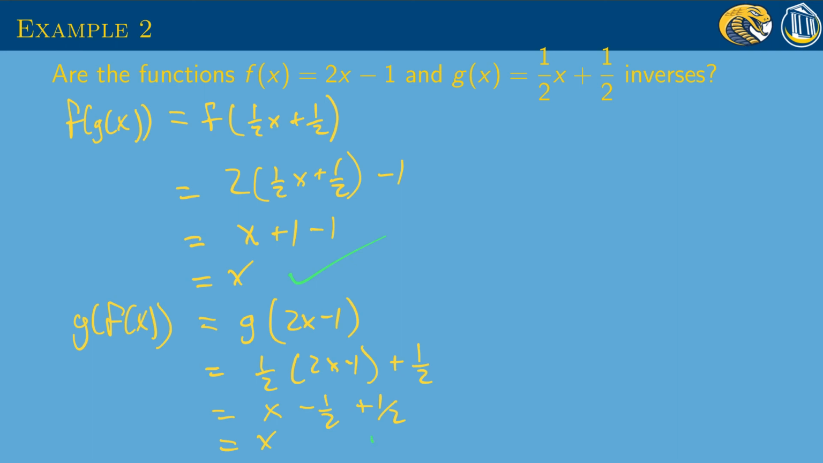If we do this, we get f of g of x equals g of f of x equals x. If we plug in an arbitrary input and we get that these two functions undo each other to get just whatever we started with, in this case x, then we can say that f and g are inverses.